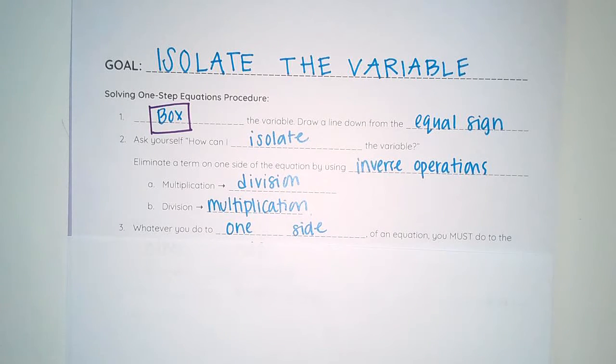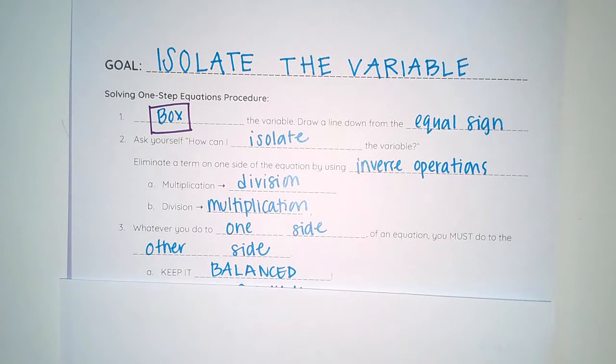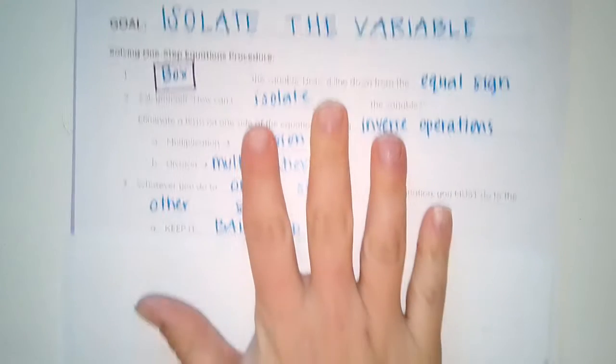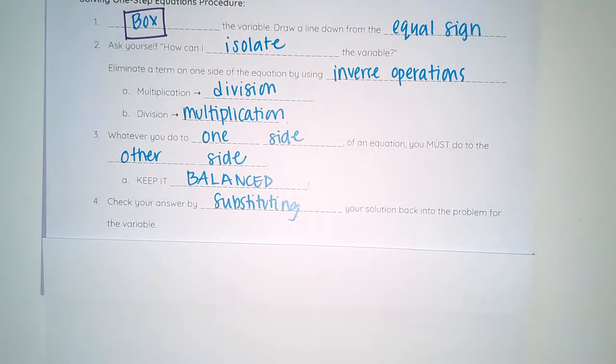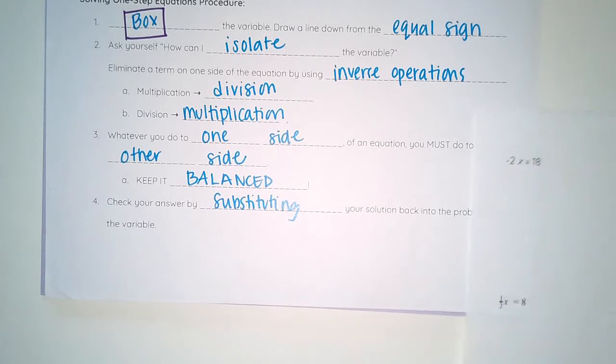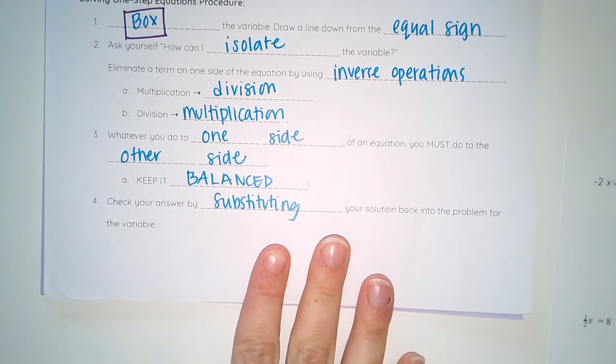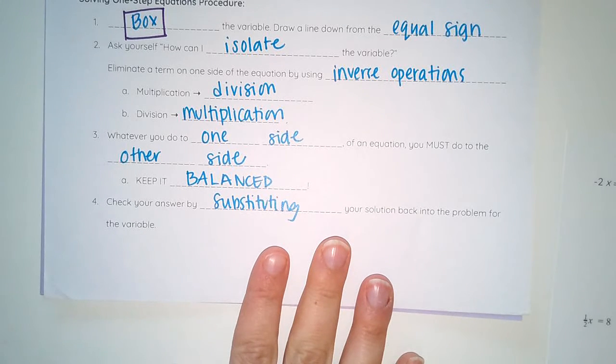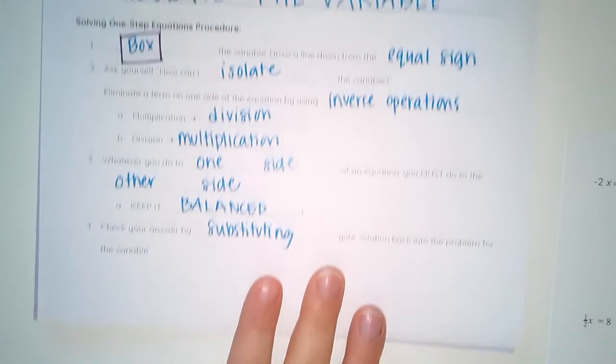Whatever you do to one side of an equation, you must do to the other side. We need to keep this balanced, okay? And then lastly, we will check our answer by substituting our solution back into the problem for the variable. So yes, there are several steps here to complete. We will complete all of these steps every single time to make sure that we are doing our work efficiently, to get in those best habits. So when we move on to 2, 3, and more step equations, we are ready.